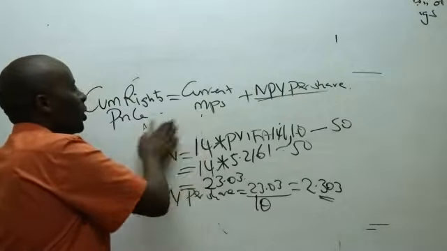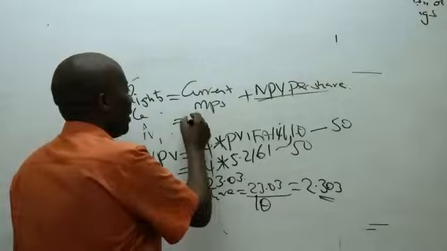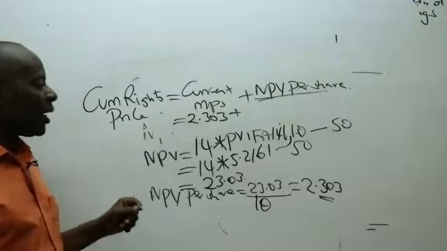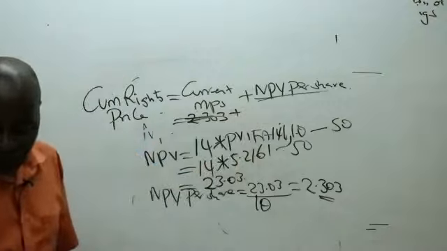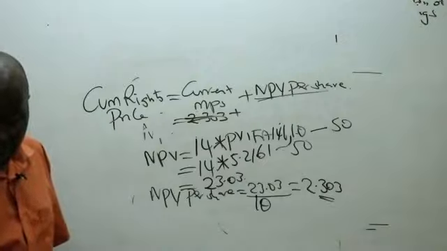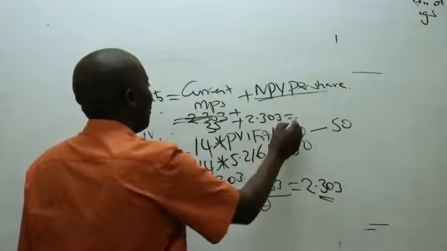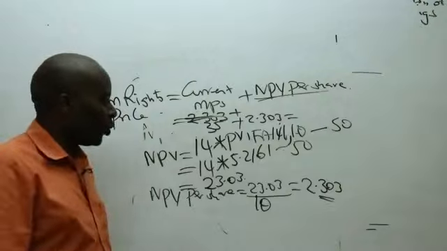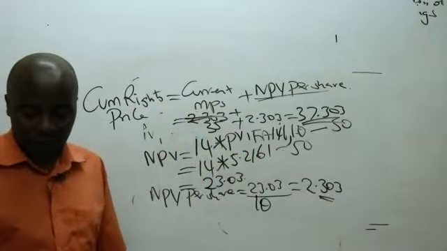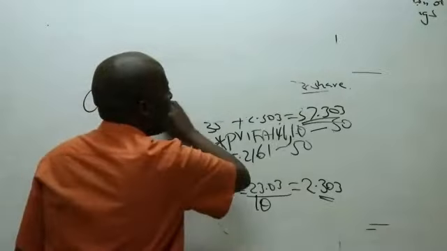So my come right price will be equal to the current MPS plus NPV per share. The current MPS has been given in the question. There is a place they told us that the market price of the company's ordinary shares before is 35. So we have 35 plus 2.303, which will give us what figure, ladies and gentlemen? When you add the two, this will give us 37.303, and then you have your many marks. And that's why I like FM. FM is a paper that you should be able to score highly.